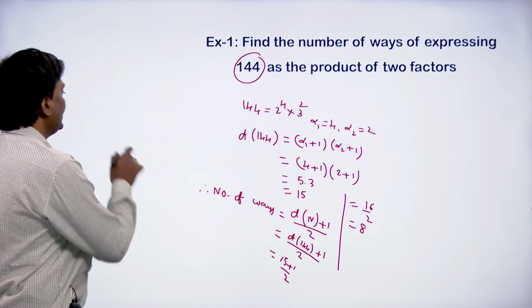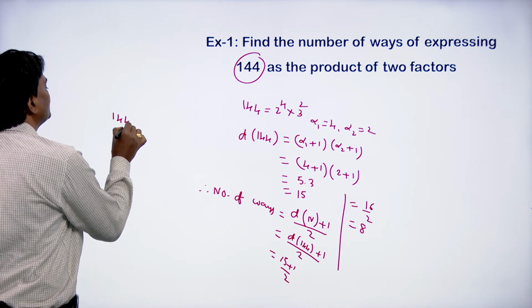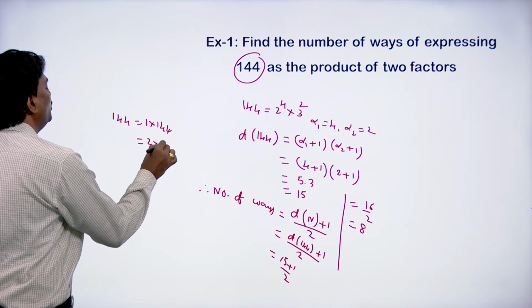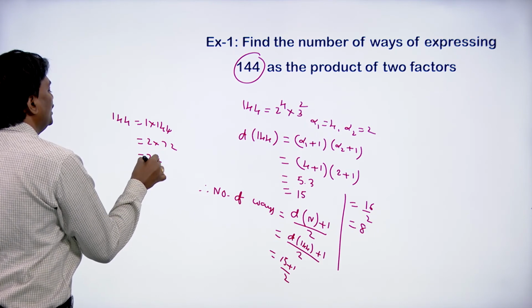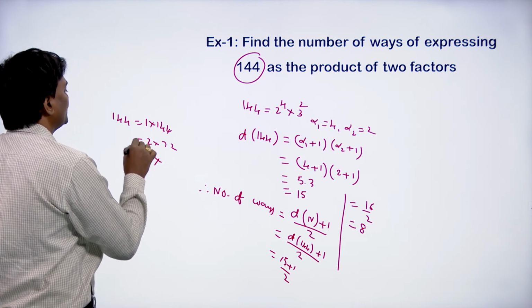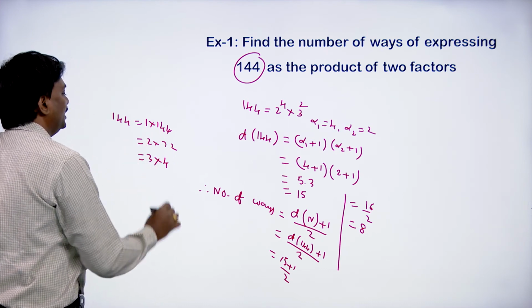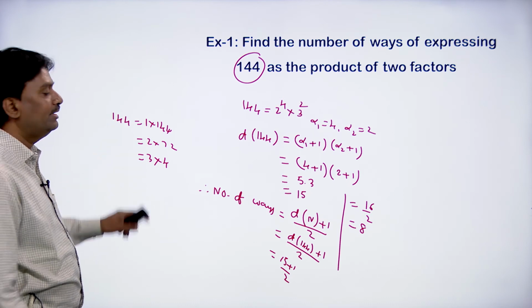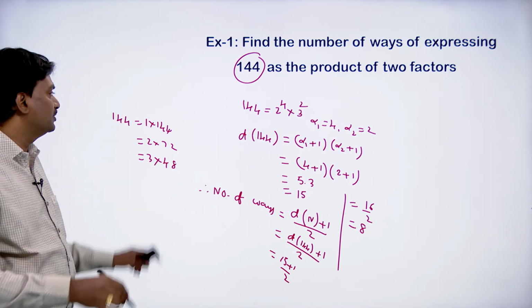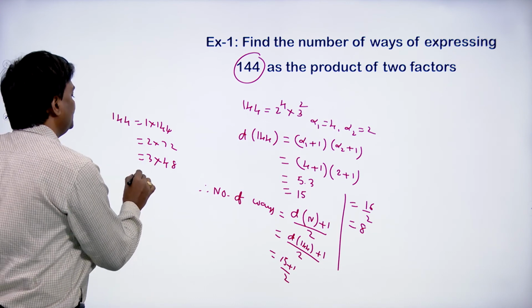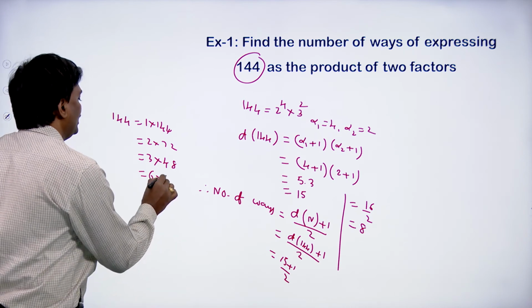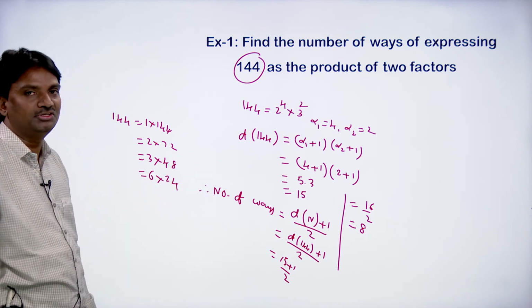So 144 can be written as 1 into 144, 2 into 72, 3 into 48, 4 into 36, 6 into 24, 8 into 18, 9 into 16, and 12 into 12.